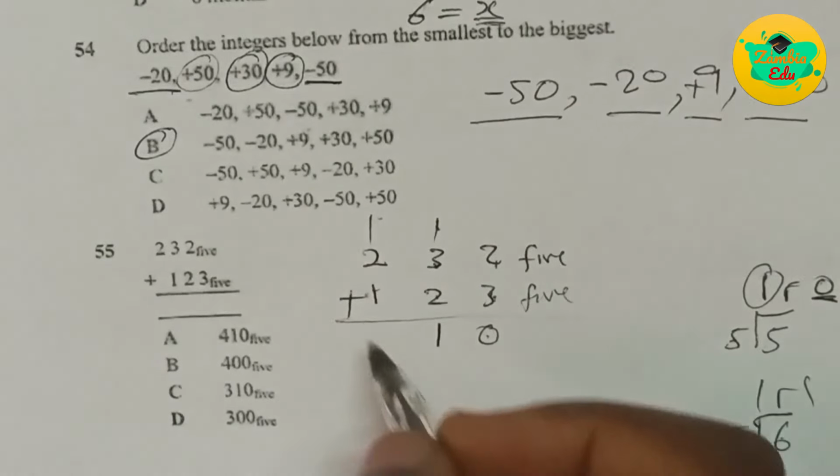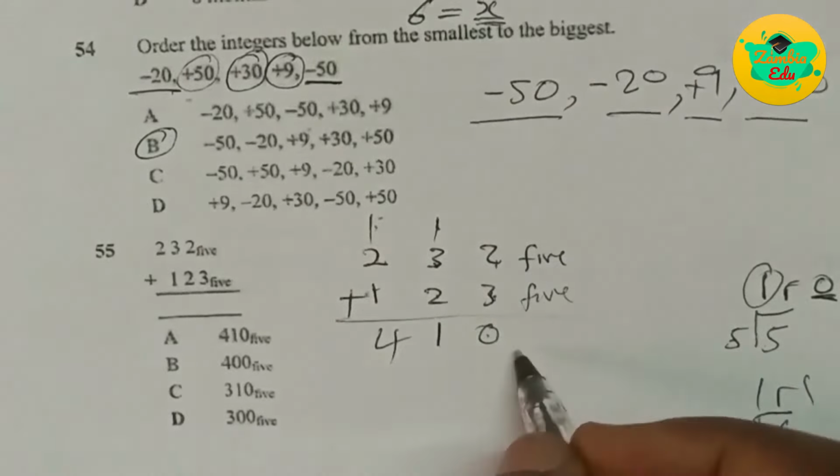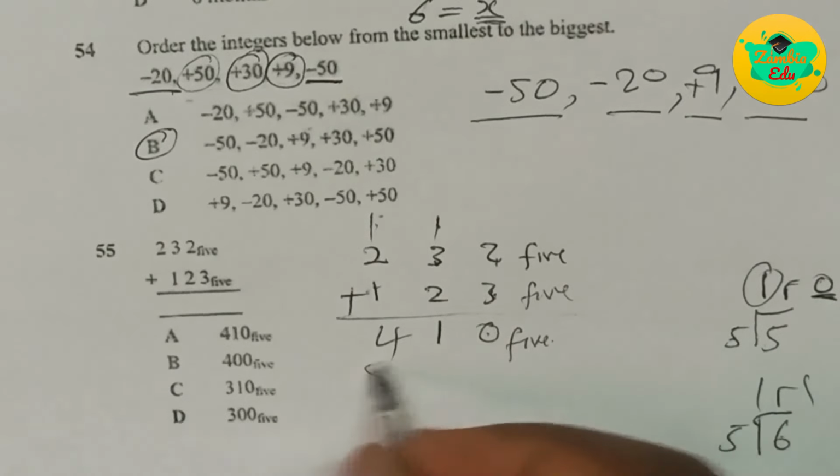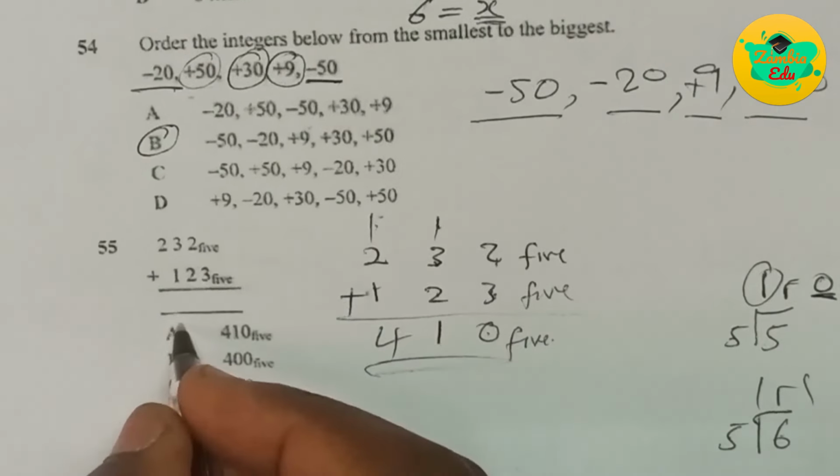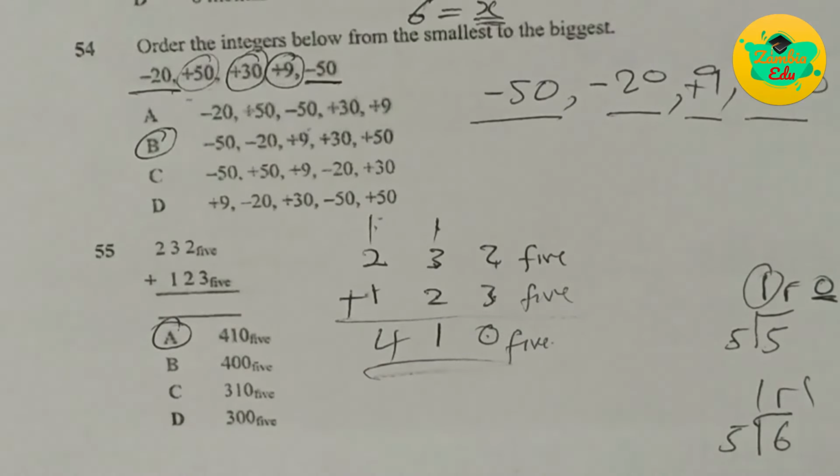2 plus 1 is 3 plus 1 is 4. So we say base 5. So our answer in base 5 there, we have 410 base 5, and that answer is shown as option A. So our answer for question 55 is A.